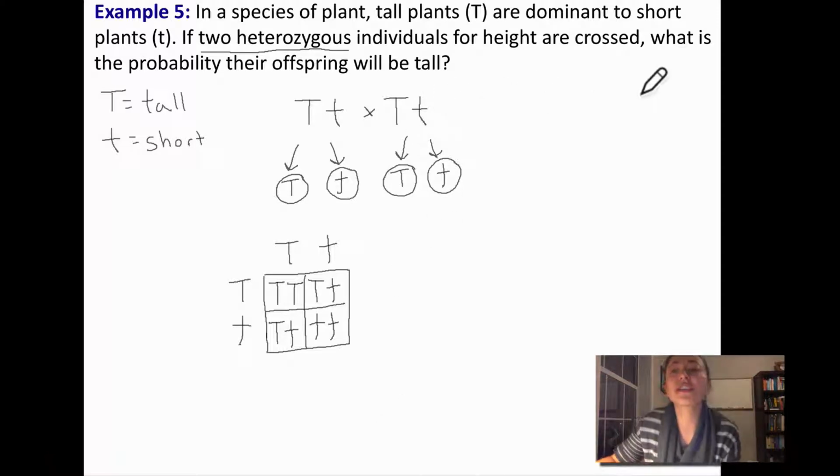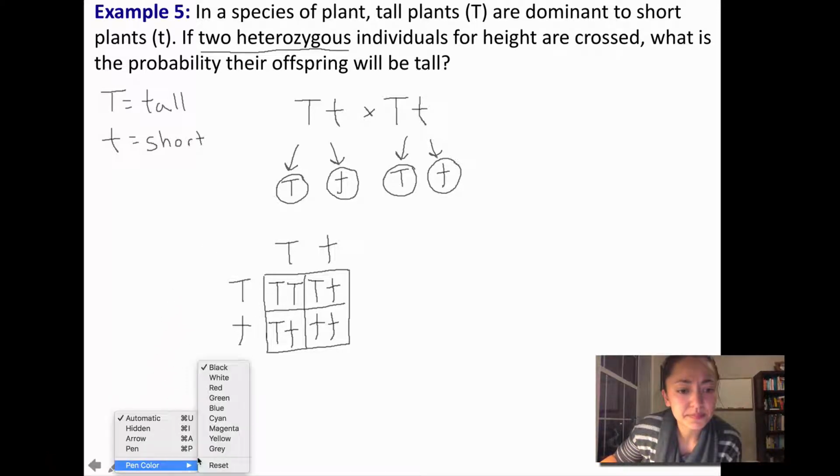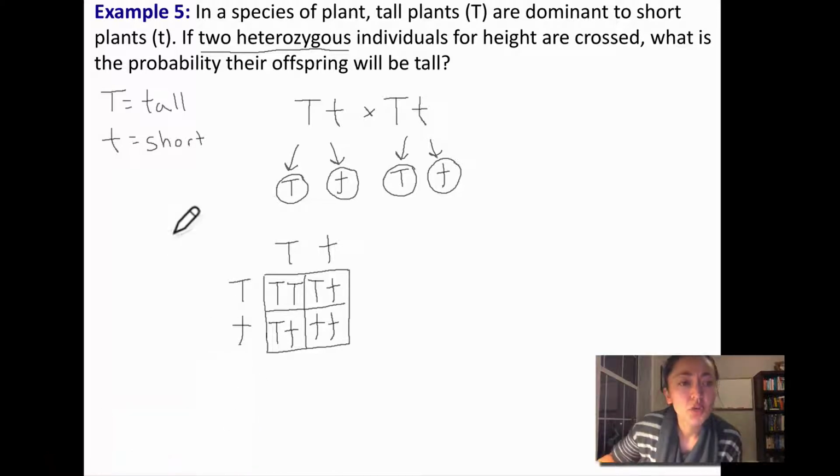Right, so the question again is asking us, what is the probability their offspring will be tall? So let me change my pen color. We know that tall, if we go back to our key, is caused by the big letter. So it's caused by a dominant allele. And we know that a dominant allele will always be expressed or shown if it's present in an individual. So what we're looking for in the offspring is any offspring that has a big T. It doesn't matter what the other allele is. They just have to have one big T and they will be tall.